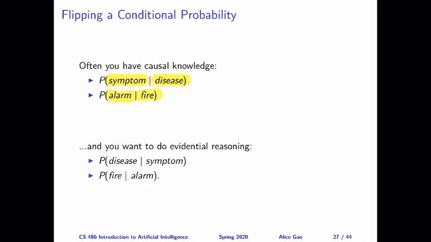Instead, we often observe the evidence or the symptom. So in the case of medical diagnosis, we often can observe that a person has some symptoms, and then we want to ask how likely this person is to have a particular disease based on the symptoms observed. And similarly, in the fire alarm setting, we often observe whether the alarm is going off or not, and we want to infer whether there's a fire going on. So you can see that the kind of knowledge we have does not really match up with the kind of reasoning we want to do, which means, based on our knowledge, we might want to be able to flip the conditional probability and calculate the conditional probability the other way around.